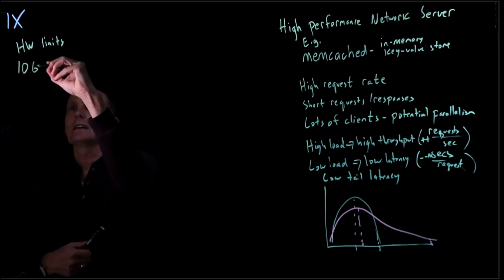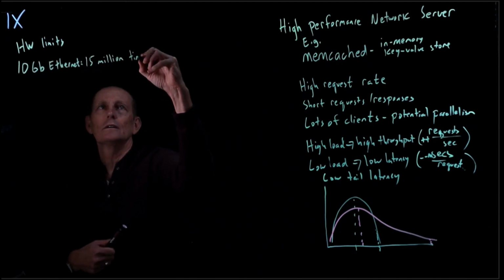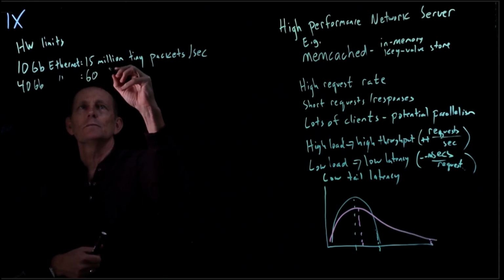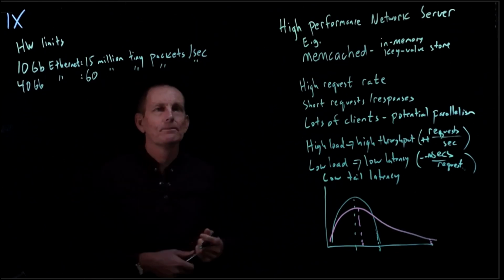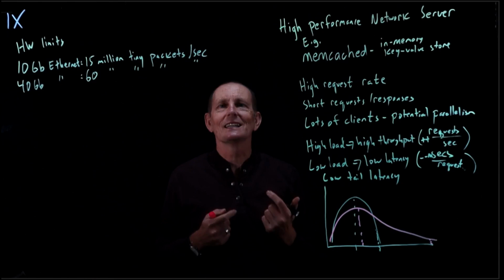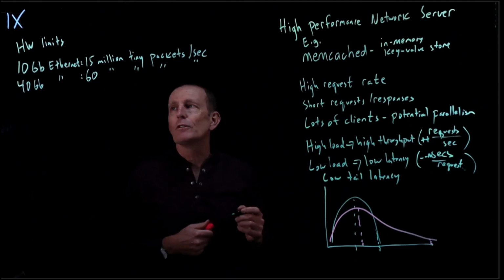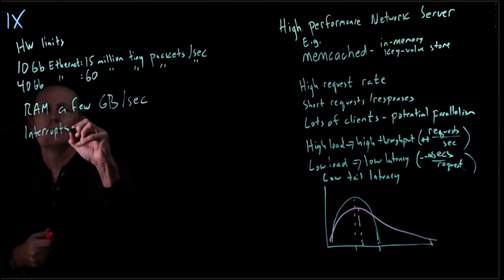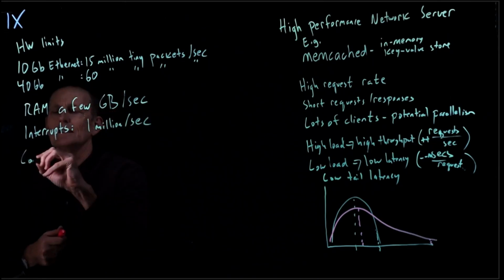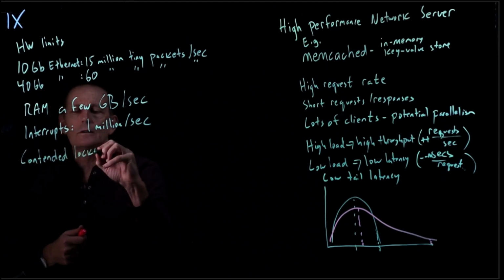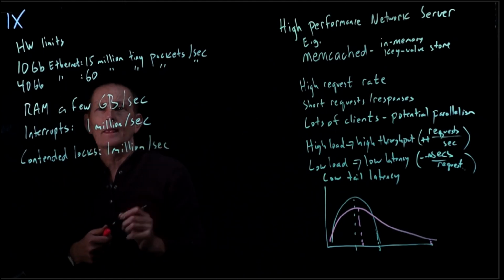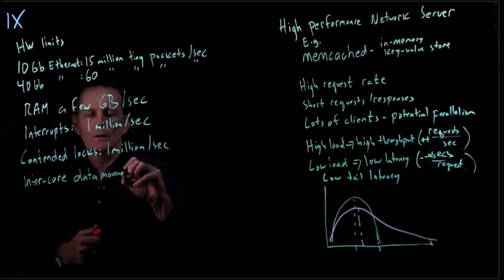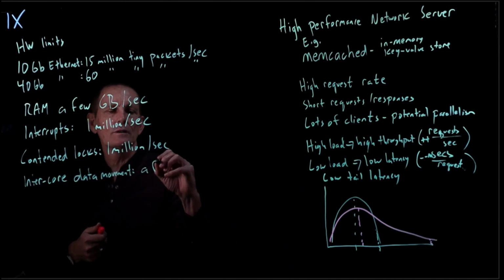If we look at 10 gigabit Ethernet, this would allow us maybe 15 million tiny packets per second. If we went up to 40 gig Ethernet, that would increase us to 60 million tiny packets per second. Sometimes this 40 gigabit is just 4 bonded 10 gigabits together. For RAM, we can get a few gigabytes per second. Interrupts, we can do about 1 million a second. Contended locks, that is locks that other cores or threads are waiting on, we can do about 1 million per second. Intercore data movement, that is copying data between different cores, is a few million per second.